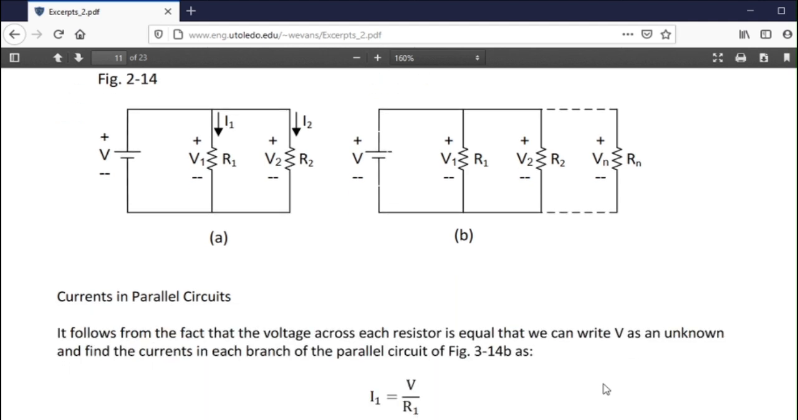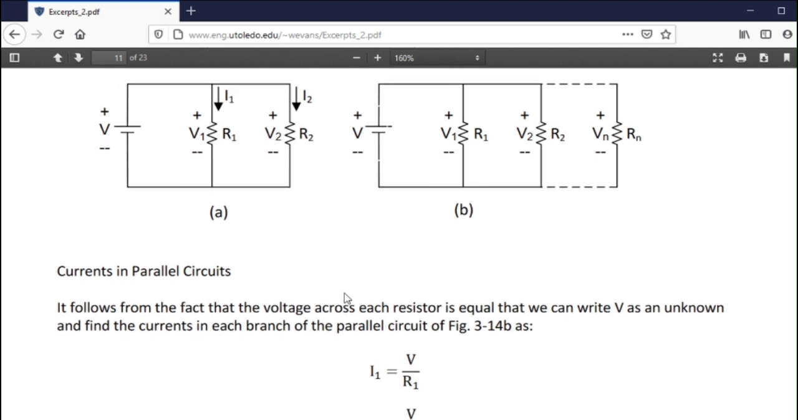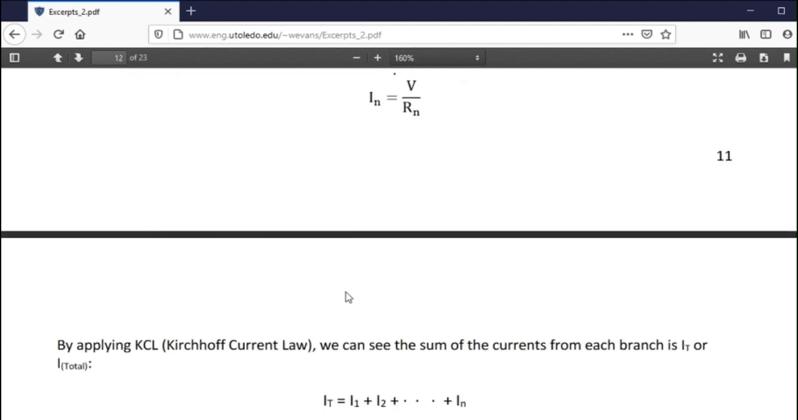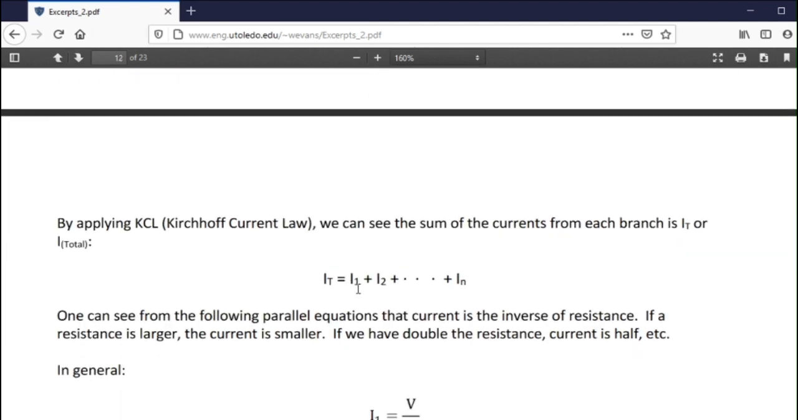So currents in parallel paths equal a common voltage divided by their resistor. So this is the I1, this is the I2, based on the fact that this voltage is this voltage is this voltage. They're all the same voltages. Okay, so now let's get this equation. I total is equal to I1 plus I2 plus I3 plus I4 plus I5 plus I6 plus I7, whatever. And what law is that? KCL, Kirchhoff's current law, right?